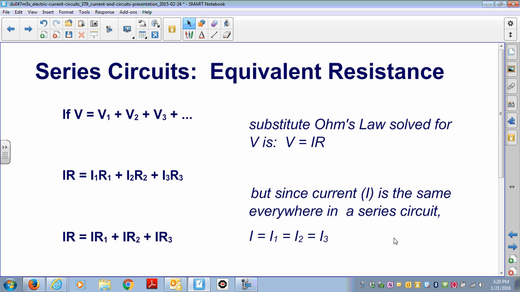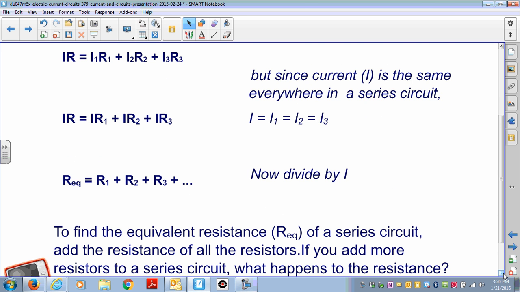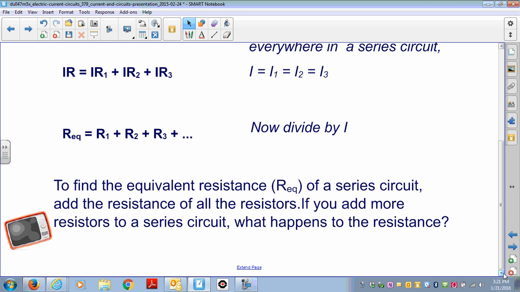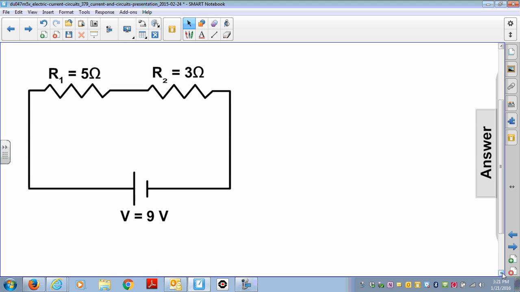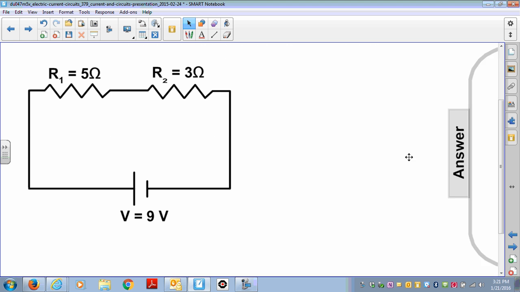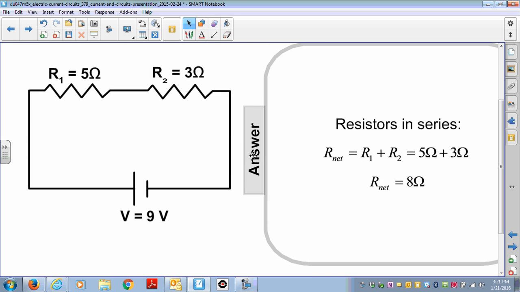If we have a series circuit, the equivalent resistance R is equal to R1 plus R2 plus R3. To find the equivalent resistance of a series circuit, you just add the resistances of all the resistors. If you add more resistors to a series circuit, what happens to the total resistance? It would increase. What is the equivalent resistance in this circuit? That's right, it's 8 ohms.